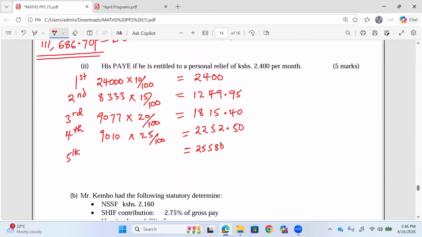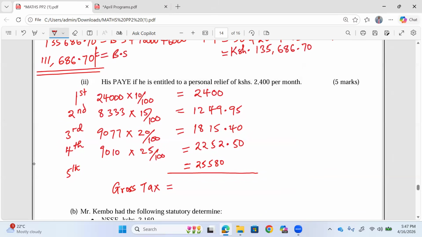25,580. So now we can add so that we may get what we call the gross tax. The gross tax shall be, we add everything downwards now. Let me use my calculator very well and keenly. You can also try the same. Please make sure that as we add, you are also adding.